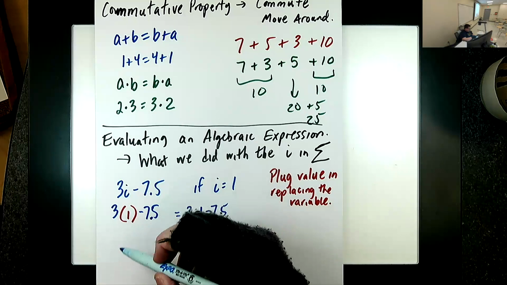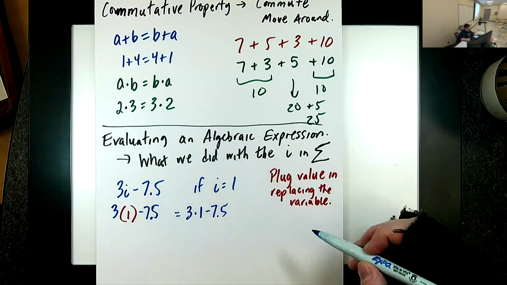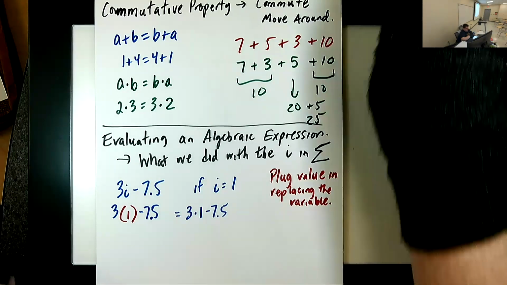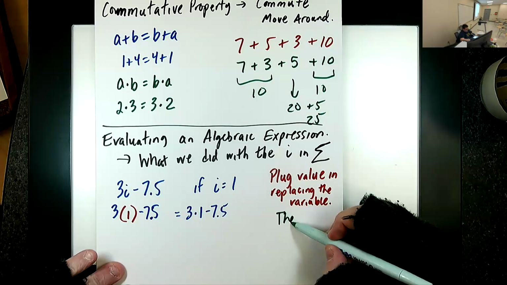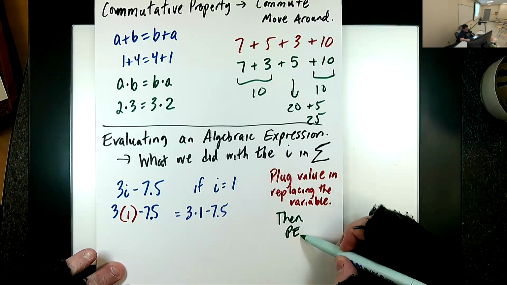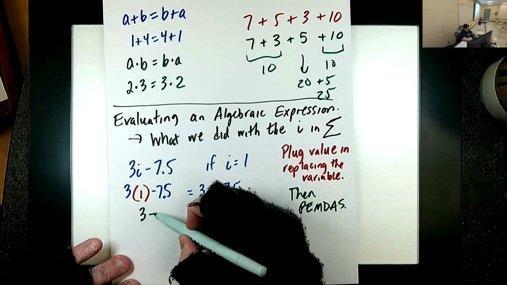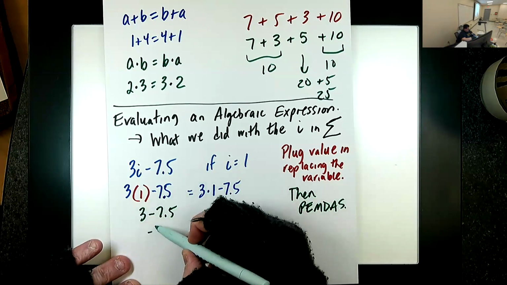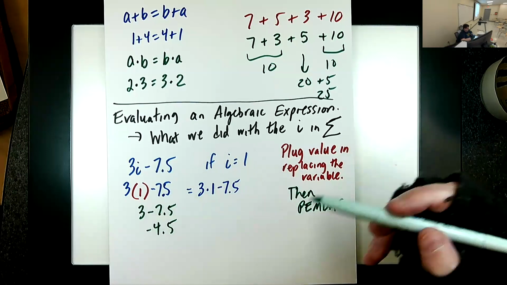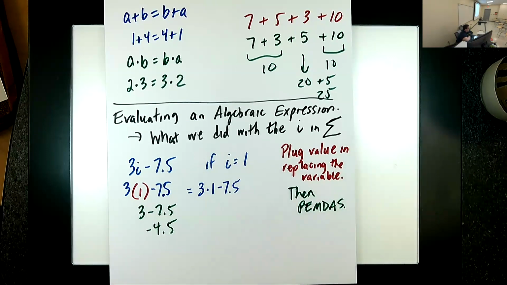Then we do the order of operations. Then we hit our PEMDAS. So 3 minus 7.5 is negative 4.5. That's what evaluating an algebraic expression means: plugging in a value for the variable and seeing what the total will be.